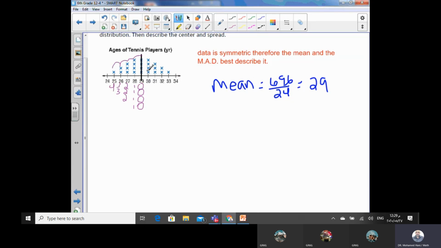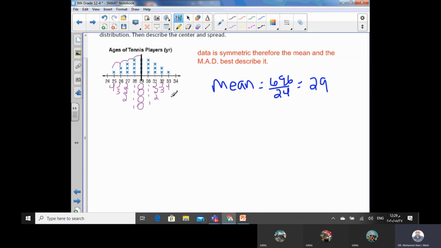Now let's go to the right side. The mean again is 29. 30 is just 1 away from 29, and I have 4 30s. So 1, 2, 3, 4. 31 is 2 spots away from 29, and there are 3 of them. 2, 2, 2. 32 is 1, 2, 3 away from 29. And 33 is 4 away from 29.